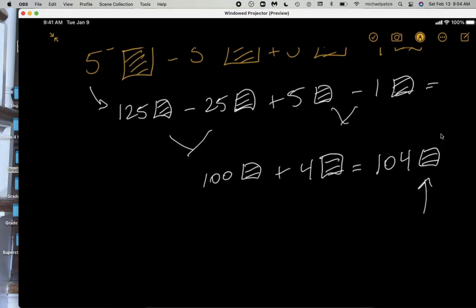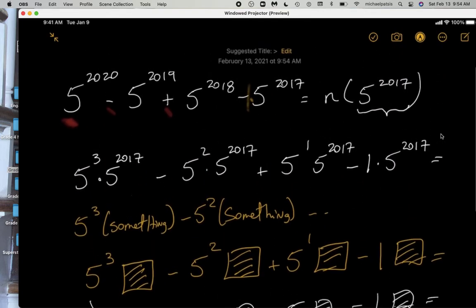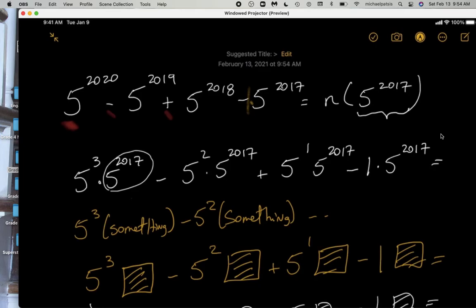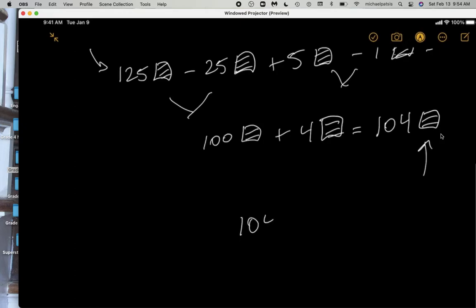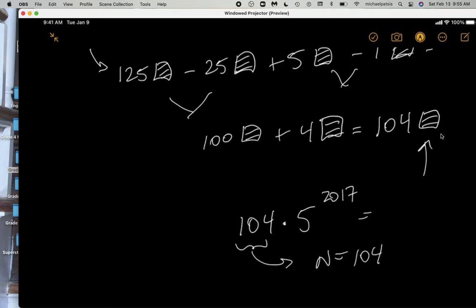What is our cinder block? It's none other than 5 to the 2017th power. I really should put them in blocks. So our final answer is going to be 104 times 5 to the 2017. Therefore, n equals 104. Okay, let's move to the next problem.